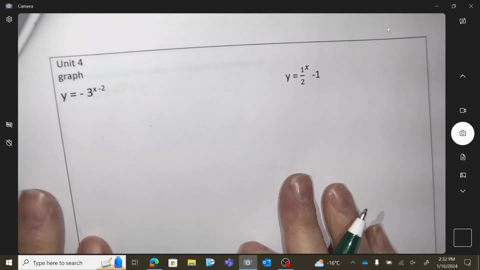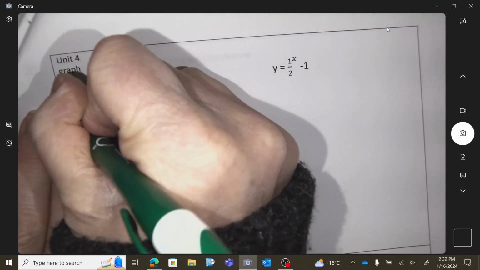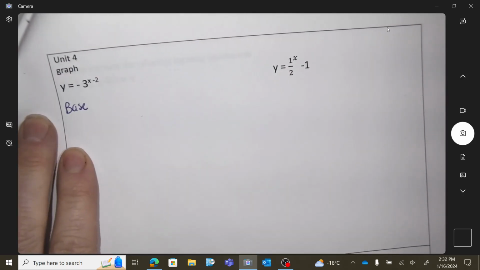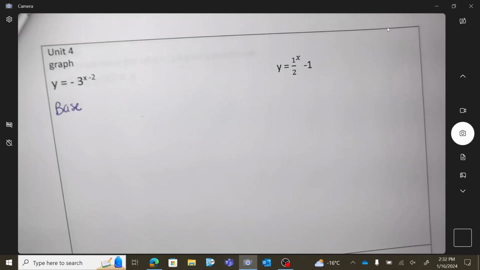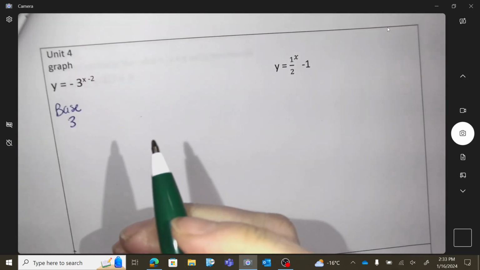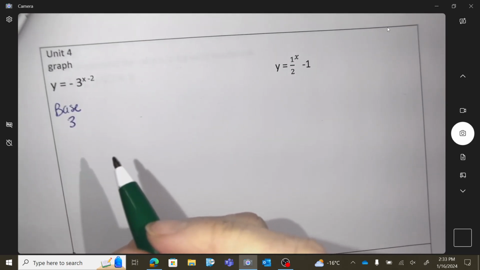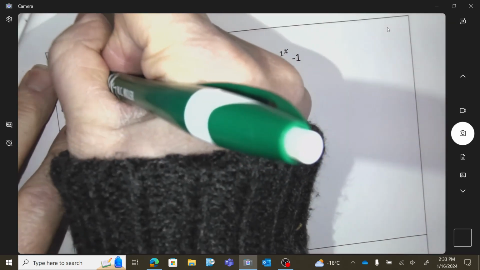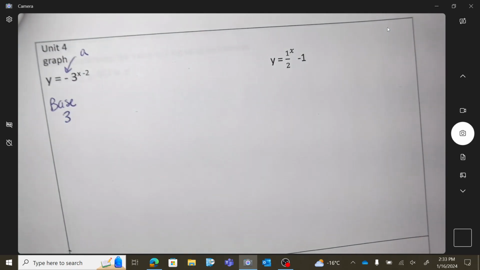Okay, exponential. You should always pick your base right away. Doesn't matter, exponential or log, you should always say, what's my base? Your base is 3. Your base is not -3. It's 3. Negative is an A, which is an afterthought. It's a transformation after.